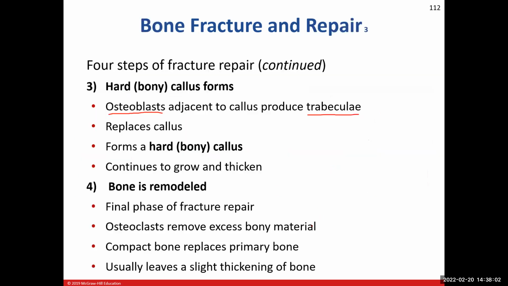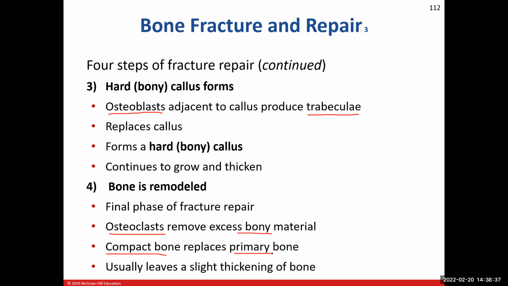And then finally, we start to remodel everything. This is when we put the finishing touches on everything. The osteoclasts come on in the area and they start to get rid of any extra bony material that we don't need. We're just going to be making some fine tuning tweaks, and we start to lay down our compact bone. So we get rid of that woven or primary bone. Remember that immature kind of crappy made bone? Get rid of that. We put our compact bone down in there.